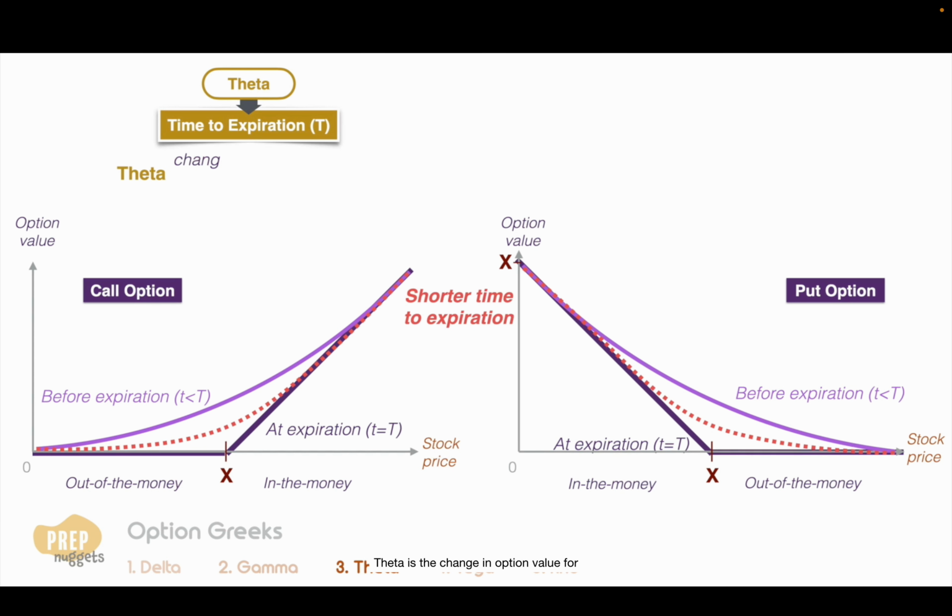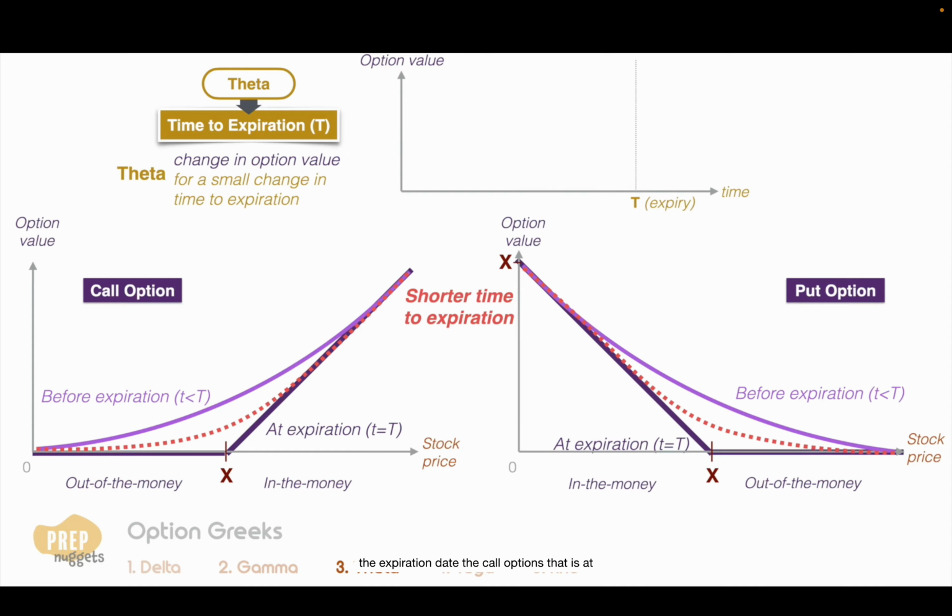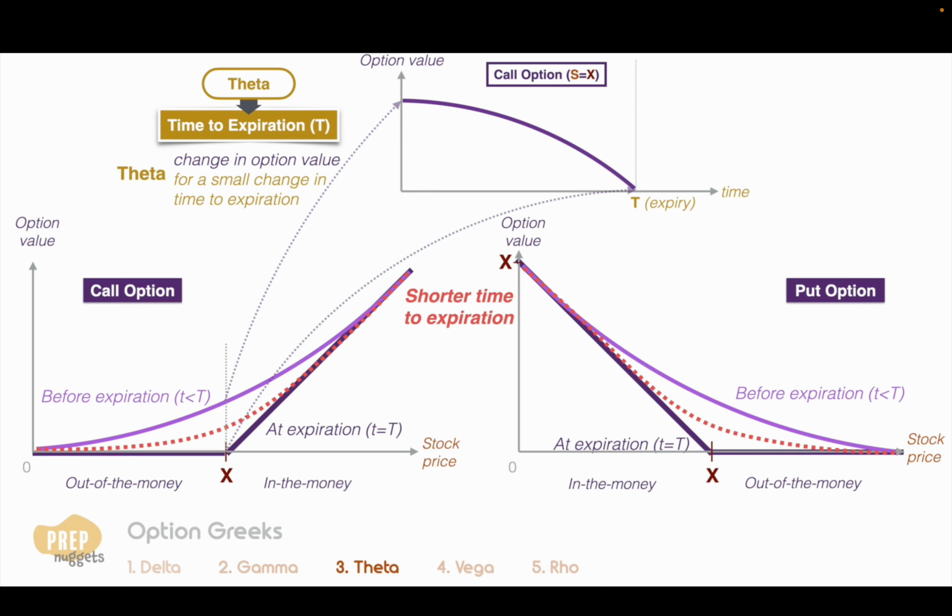Theta is the change in option value for a small change in time. For example, if we plot option value against time, and this is the expiration date, the call option that is at the money may have its value at initiation plotted here, and the value at expiration is zero. Theta is the slope of the tangent on this curve. Since the curve is downward sloping, theta must be negative at any time.